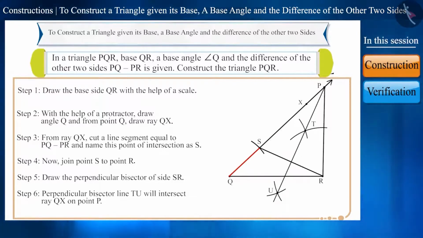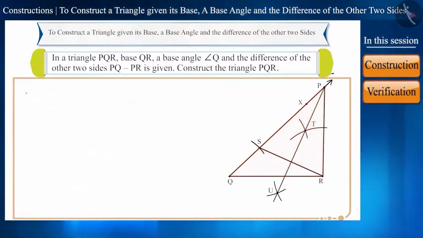Well, friends, this work doesn't end just here. Now, we will check the construction of the constructed triangle. We have to prove that the length of SQ is equal to PQ minus PR, so let's prove that triangle PQR is the required triangle. Point P is equidistant from point S and point R because this point is the point that is located on the bisector of the side SR. Therefore, PS is equal to PR.